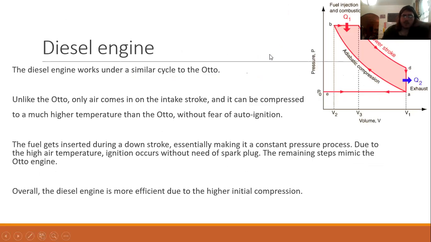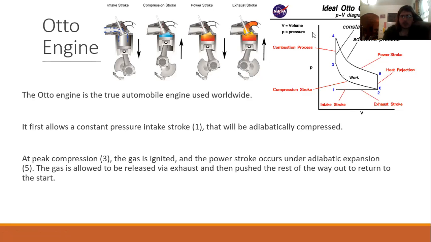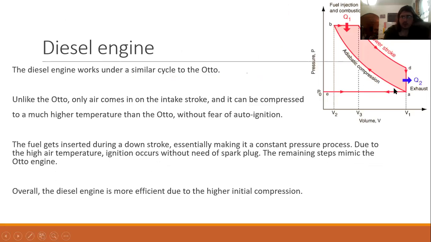Now, a diesel engine works very similar to the Otto cycle, but with one key difference. While the last one had, let's go back and see right here, steps 3 and 4, a constant volume process, the combustion process at constant volume where pressure is allowed to increase, here, from 1 to 2, we have the 3 to 4 step as a constant pressure process.